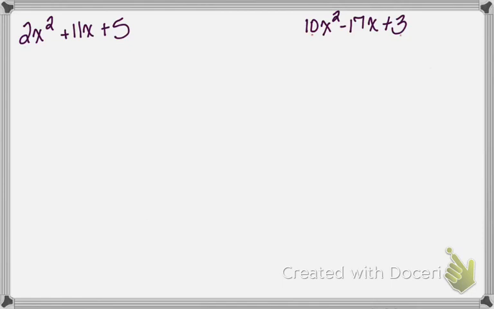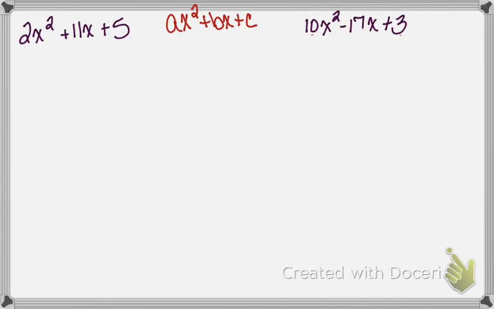Okay, now we're looking at something different. We are no longer dealing with a trinomial that has a value of 1 in the front. We have them as ax squared plus bx plus c. So we have a number in front of the variable. That's what we're dealing with now. We have a number in front of the variable of x squared.